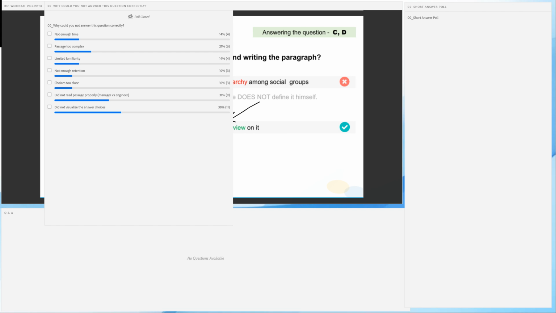I don't know why that would be the case, but I want to take on the last two. If you weren't able to answer this correctly, then one of the big things is if you did not read the passage properly, the manager versus engineer piece that we talked about, or did not visualize the answer choices. Those are two relevant things. But did you need familiarity to answer the questions here? Did you need to know what EC is? Do you need to know the nuts and bolts of EC? Was that relevant to this? Absolutely not.